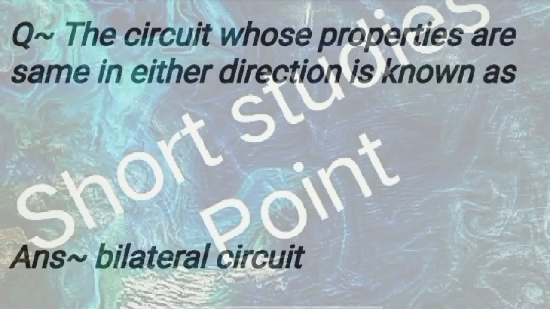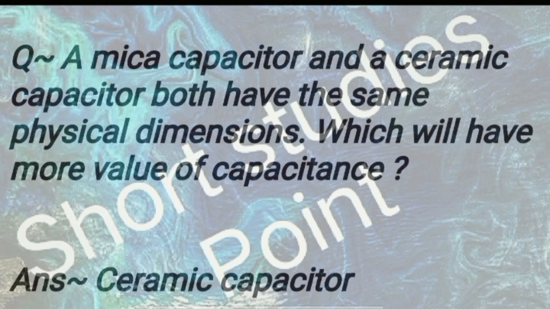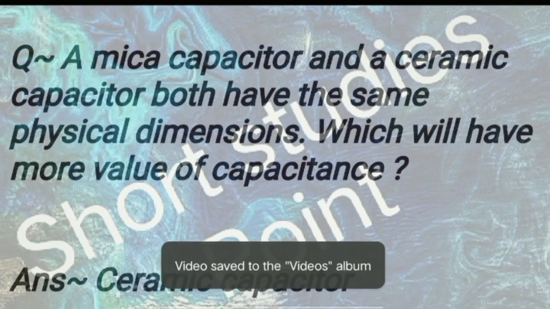Question: The circuit whose properties are the same in either direction is known as? Answer: Bilateral circuit. Next question: A mica capacitor and a ceramic capacitor both have the same physical dimensions. Which will have more value of capacitance? Answer: Ceramic capacitor.